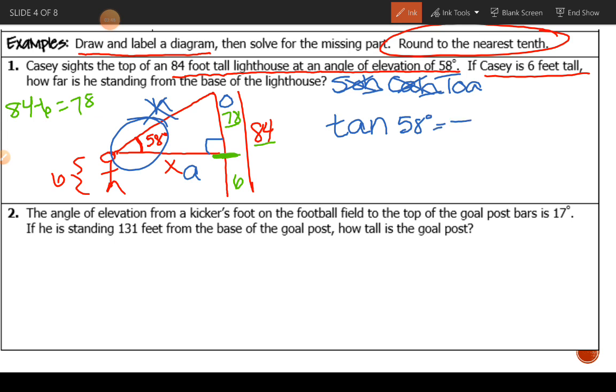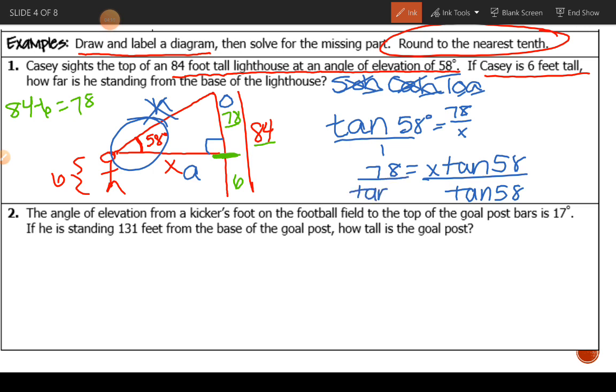Is going to be equal to, remember, tangent is opposite over adjacent, so it's going to be 78 over x. Okay? Make it into a fraction. We cross multiply. So if I cross multiply, I'm going to get 78 is equal to x tangent of 58. And I'm just going to divide by tangent of 58. And this right here is what I'm going to put in my calculator.